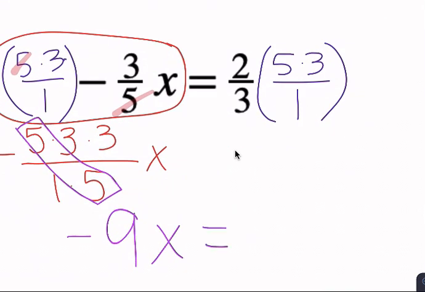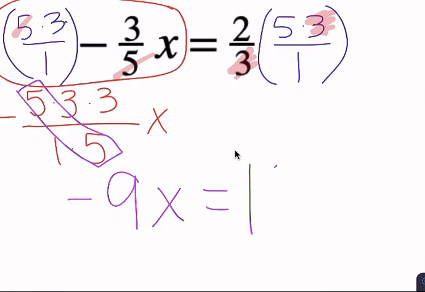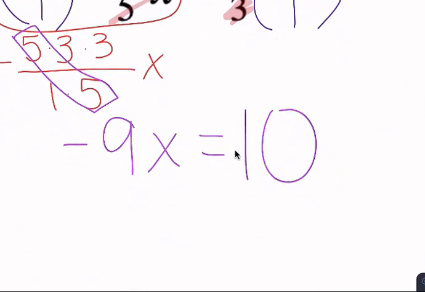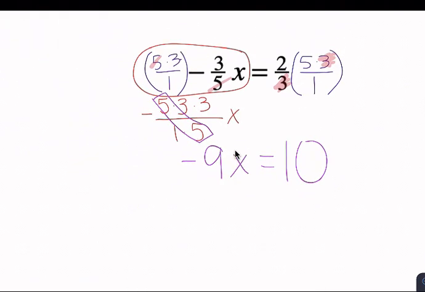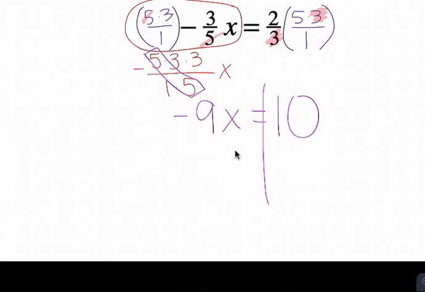And then I'm going to do the same thing over here, but this time my denominator is 3, and I have a 3 in my numerator over here. So what I'm really doing is 2 times 5, which is 10. Now I have these numbers right here. I have negative 9x equals 10. My fractions are completely gone, and I can just solve like I normally do.